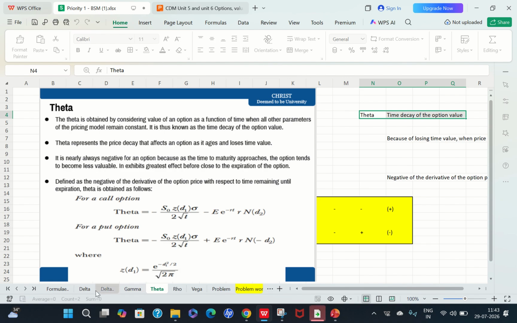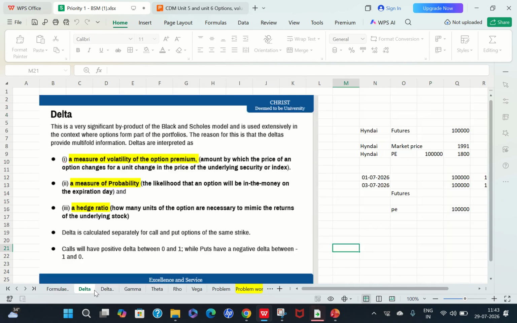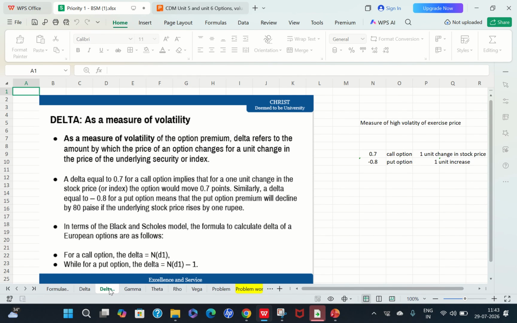Just doing a recap of delta, what we studied yesterday. When we say delta equal to 0.7, what it means is for 1 unit change in stock price, the option would change by 0.7 points. Similarly, if delta is a negative number, minus 0.8, for a put option, then the put option premium will decline by 80 paise if the underlying stock price rises by 1 rupee.